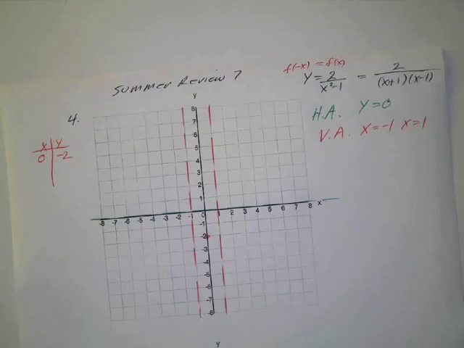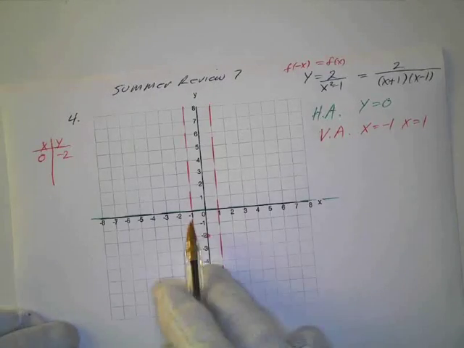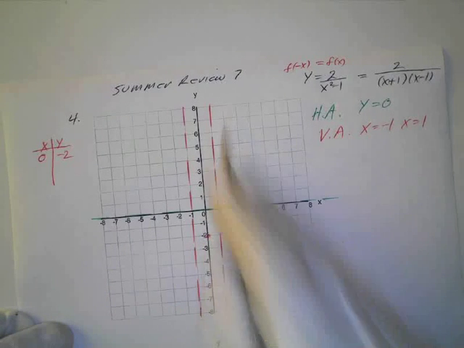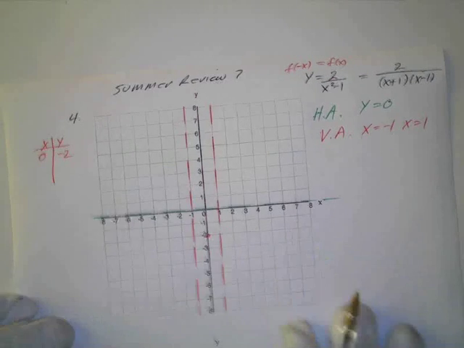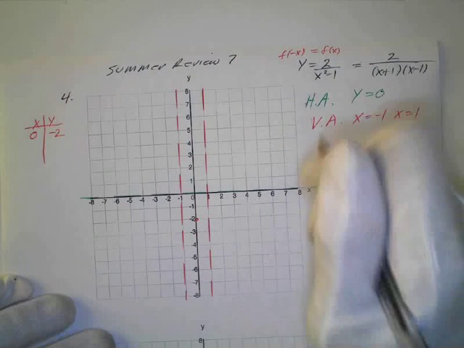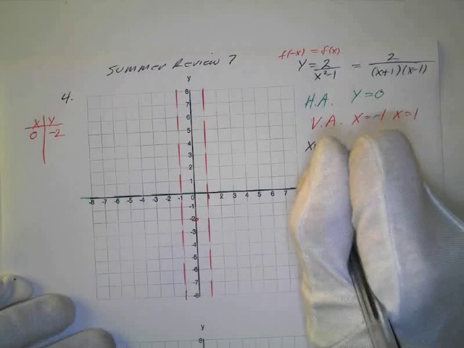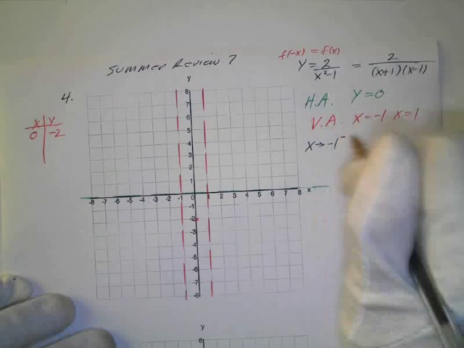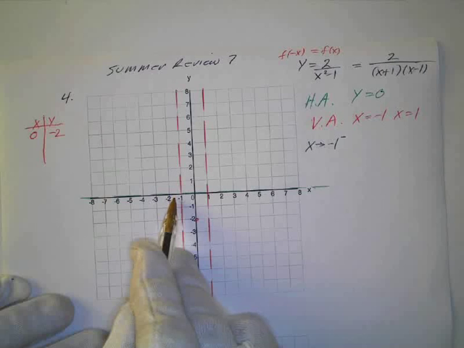So let's see what happens at the asymptotes. It's going to look like this or like this, and there's all kinds of possibilities inside here. It could look like this or like that. Okay, so let's try it as x approaches negative 1 from the negative direction. So that means I'm approaching negative 1 from the left.